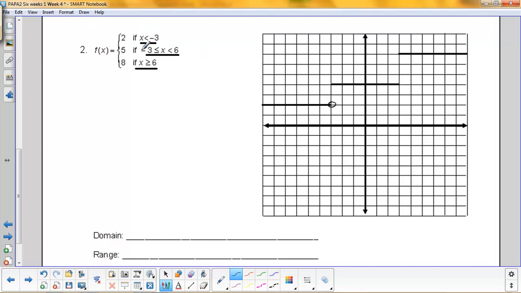Open circle. The closed circle occurs on the next value at y equals 5. Notice likewise that 6 has just less than, therefore it is an open circle. And then greater than or equal to 6 will contain your closed circle. The domain of this function is all real numbers, -infinity through +infinity. And the range of this function, recall, is 3 separate values, 2, 5, and 8.